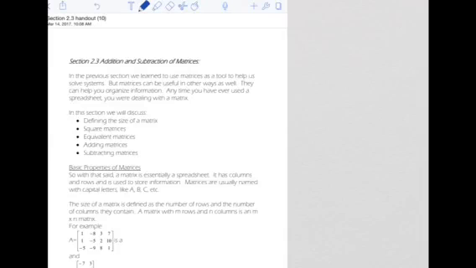So with that said, a matrix is essentially a spreadsheet. It contains columns and rows and is used to store information. Matrices are usually named with capital letters like A, B, and C. We talked about this before. The size of a matrix is defined as the number of rows by the number of columns. A matrix with m rows and n columns is called an m by n matrix.